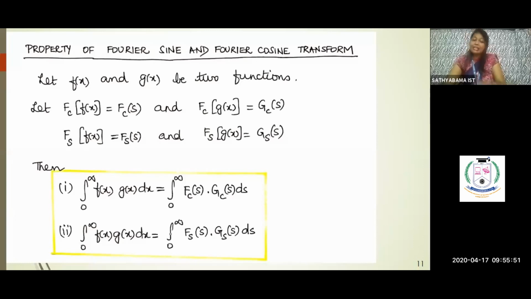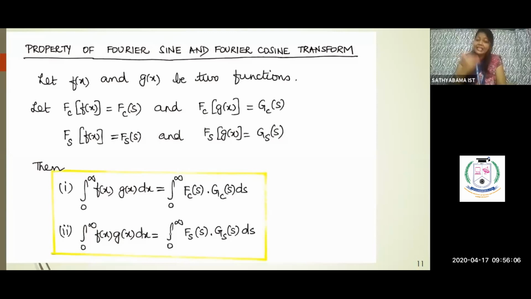Let the Fourier sine transform of f(x) be denoted as Fs(s), and let the Fourier sine transform of g(x) be denoted as Gs(s). So I hope you're clear with the notations. Now look at the property, which I've highlighted in yellow.